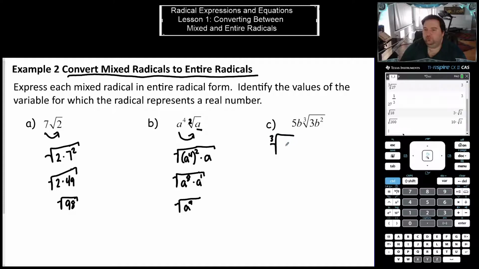We have a cube root now. We're going to move the 5b on the inside. And what are we going to do with it? It's a cube root, so we're going to cube it. And on the inside, we have 3b squared still there. What is 5 cubed? 5 cubed is 125. What is b cubed? Oh, it's b cubed. And then we're multiplying that by 3b squared.